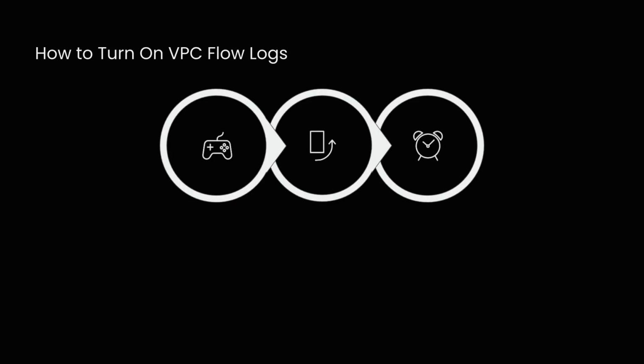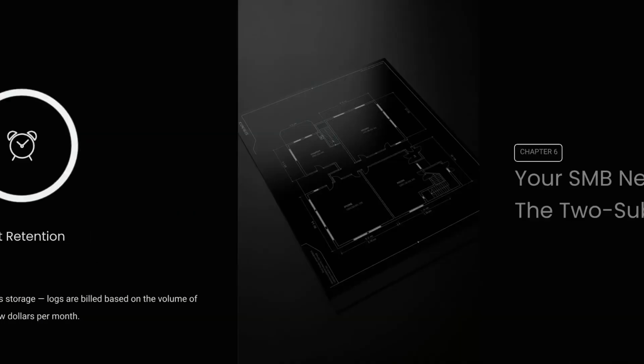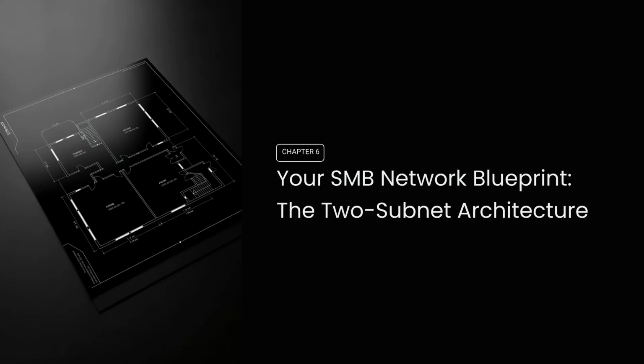Enabling flow logs is simple in the AWS console. Open your VPC, create the flow log, and set the retention period. The main cost is storage in S3 or CloudWatch, which is usually only a few dollars per month for a small business. Chapter 6 presents your SMB network blueprint, the 2-subnet architecture.